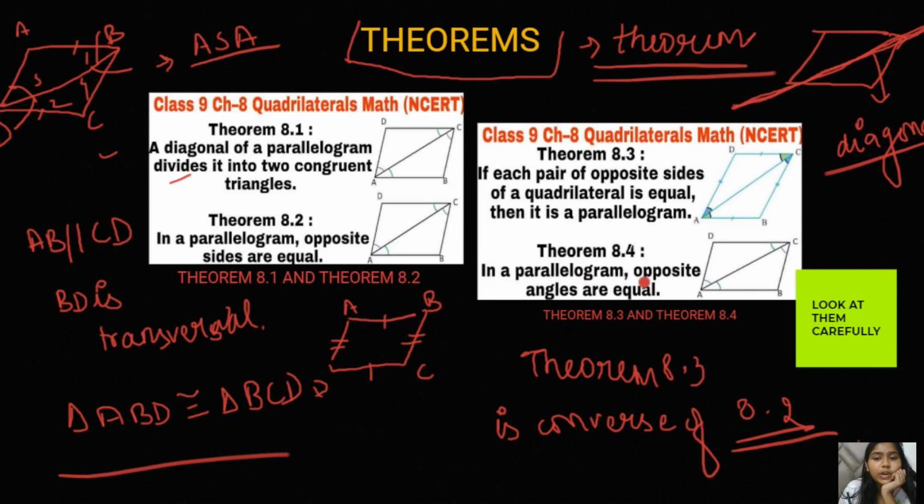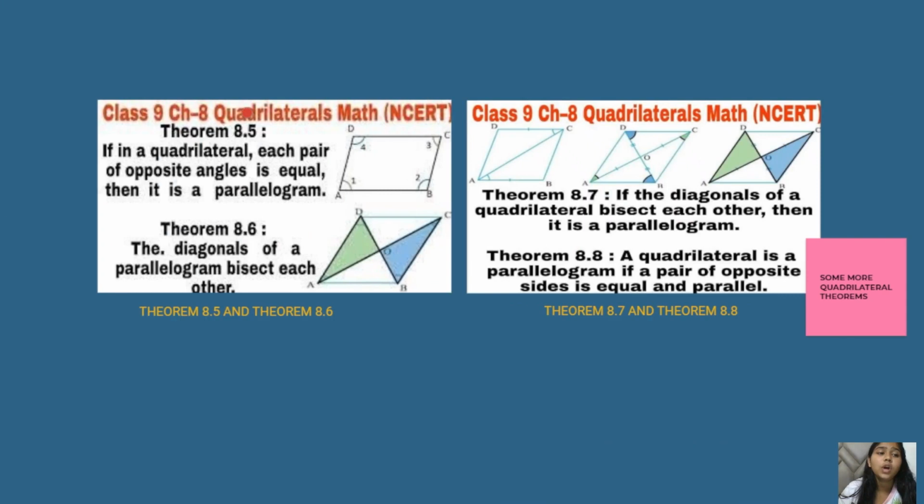Right, in a parallelogram, opposite angles are equal. These are the opposite angles, so these opposite angles are equal to each other in the case of a parallelogram. So basically these are some theorems related to the parallelogram, and you can count them as the properties of a parallelogram: the diagonal divides the parallelogram into two congruent triangles, then the opposite sides are equal. If the opposite sides are equal, then it is a parallelogram, and the opposite angles are also equal.